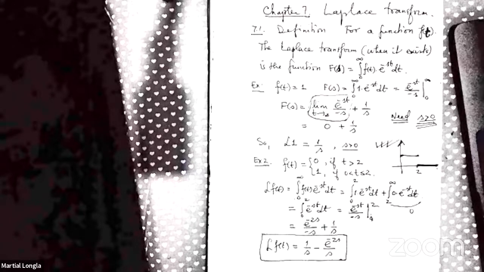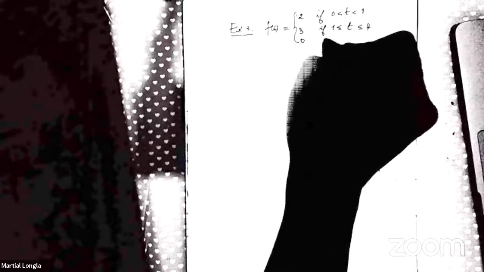So we move to the third example that I kindly ask you guys to find. So example 3, f of t equals 2 if 0 is less than t less than 1, equals 3 if 1 less than t less than 4, equals 0 if 4 is strictly less than t. What is the Laplace transform of f of t? I'll give you 5 minutes for that.